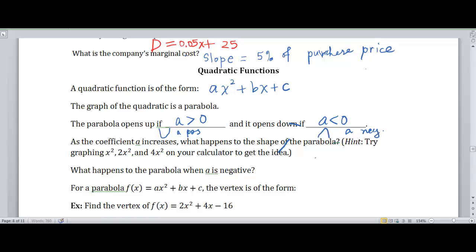Now, the question is, what happens if a is 0? If a is 0, then you don't have a parabola, do you? Because this term goes away, and you're left with bx plus c. So when a equals 0, all you really have is just a line.